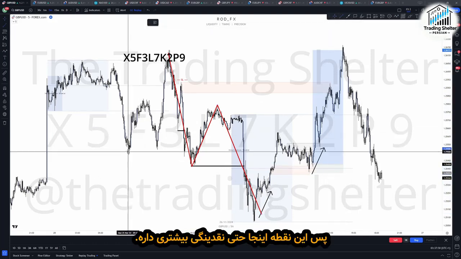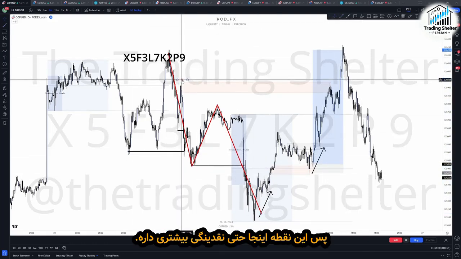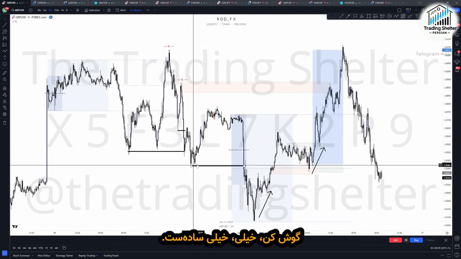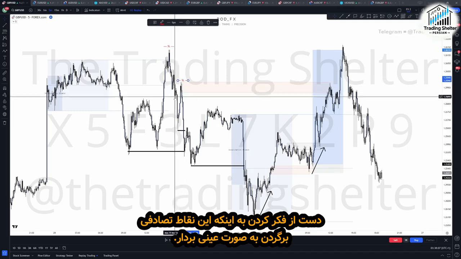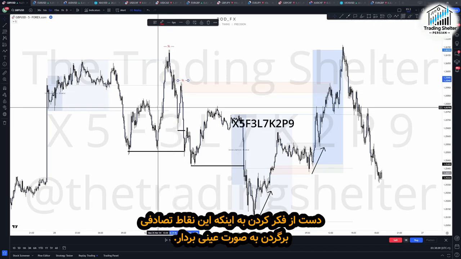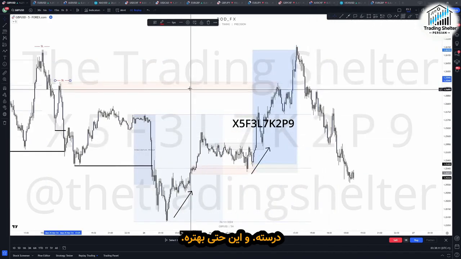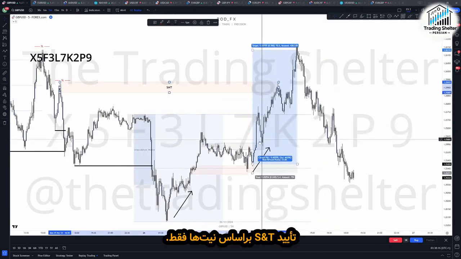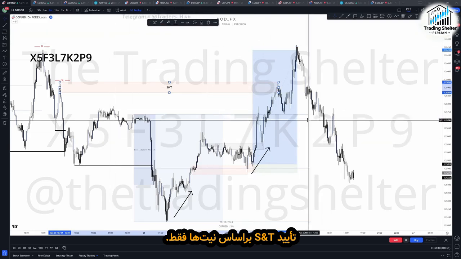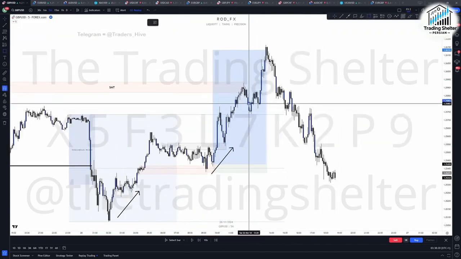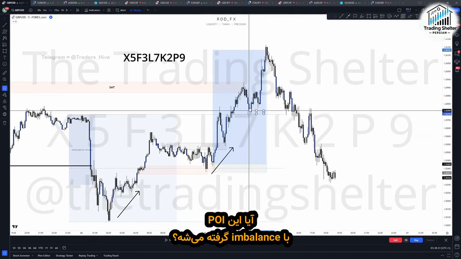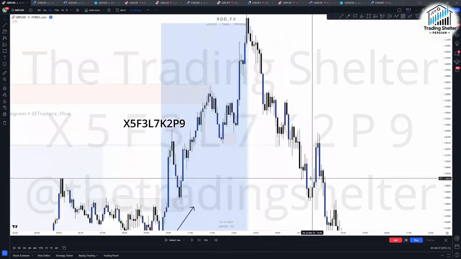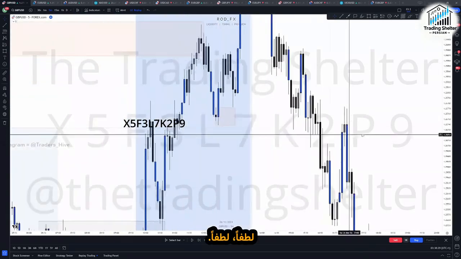So this point here has even more liquidity. So your target should be here. Listen, it's very, very simple. Stop thinking that these random points will reverse on your face, right? And this is even better. We have a reaction of that now. Confirm S&T based on intentions only. Price comes back, mitigates our POI. Is it even taking with this POI with the imbalance? Let's check.